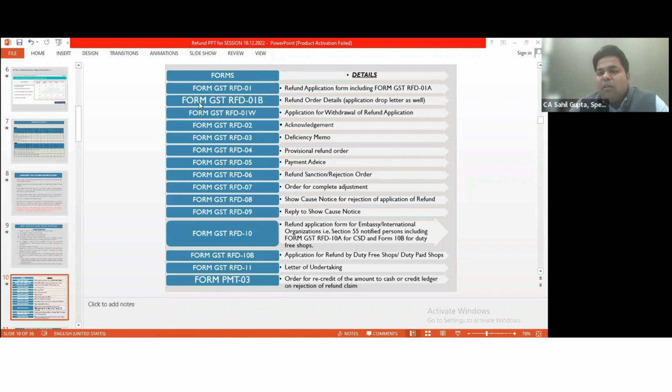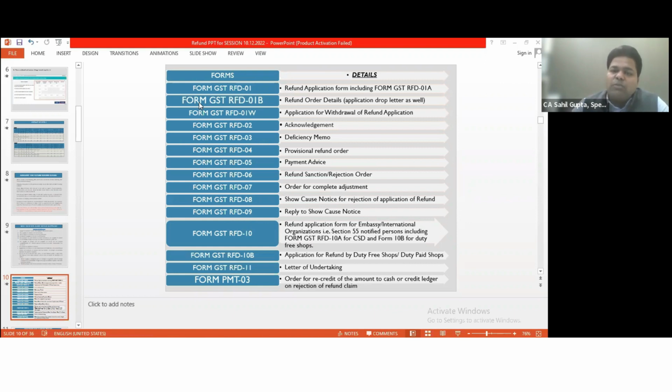Thereafter, the provisional refund order. The government has provided a 90% refund policy, only on the basis of acknowledgement, without any verification. That 90% of the refund application amount will be refunded within a 7-day span on the basis of the provisional refund order, which is issued in form GST RFD 04. Thereafter, form RFD 06, that is the refund sanction order, will be issued if all the amounts to be refunded are okay, or a partial refund order could be issued. RFD 06 is the refund sanction or rejection order.